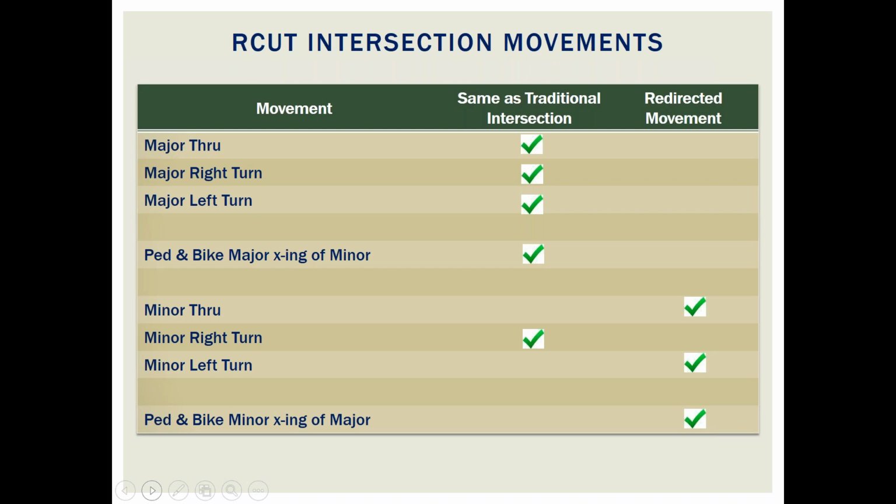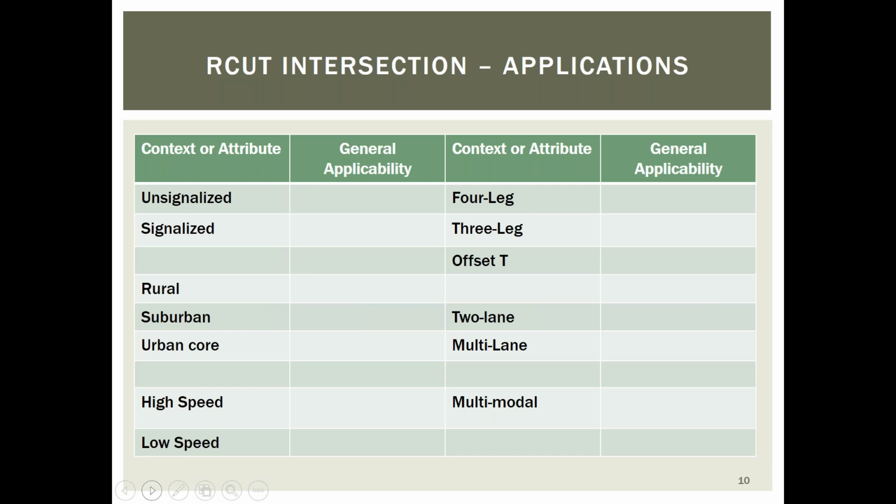And also for pedestrians and cyclists that are coming from the minor street wanting to cross over the major road, that's going to be different as well. And I'll show you how that crossing maneuver is made for pedestrians and cyclists coming up. So the R-CUT, it can be signalized or unsignalized. It can be in a rural setting. It could be in a suburban setting.